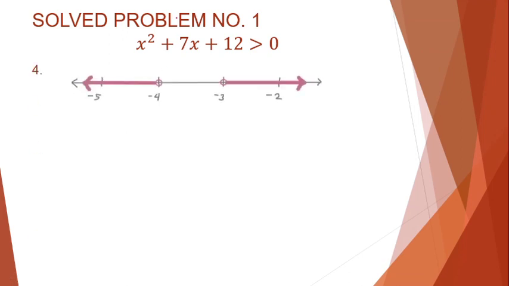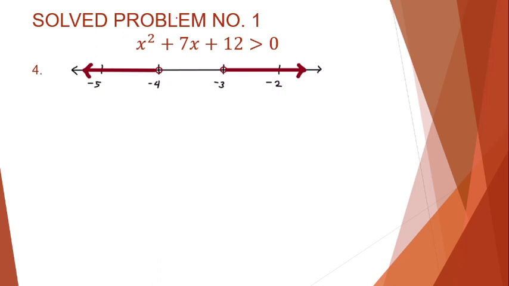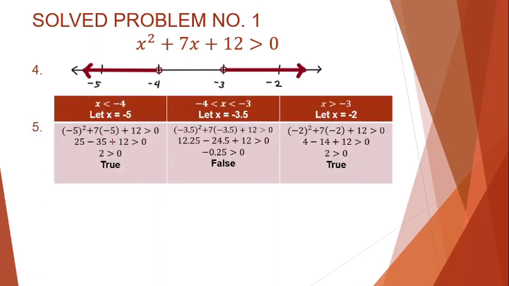So, step 4, ito ang kanya. Paano po natin nasabing ito? Now, ngayon, dito sa mga values na ito, we have x is less than negative 4, between negative 4 and negative 3, and we have x is greater than negative 3. Ayan mapapansin. Ngayon, pipili kayo ng number na pwede nyo i-substitute sa x's at doon nyo ma-indicate kung true or false.